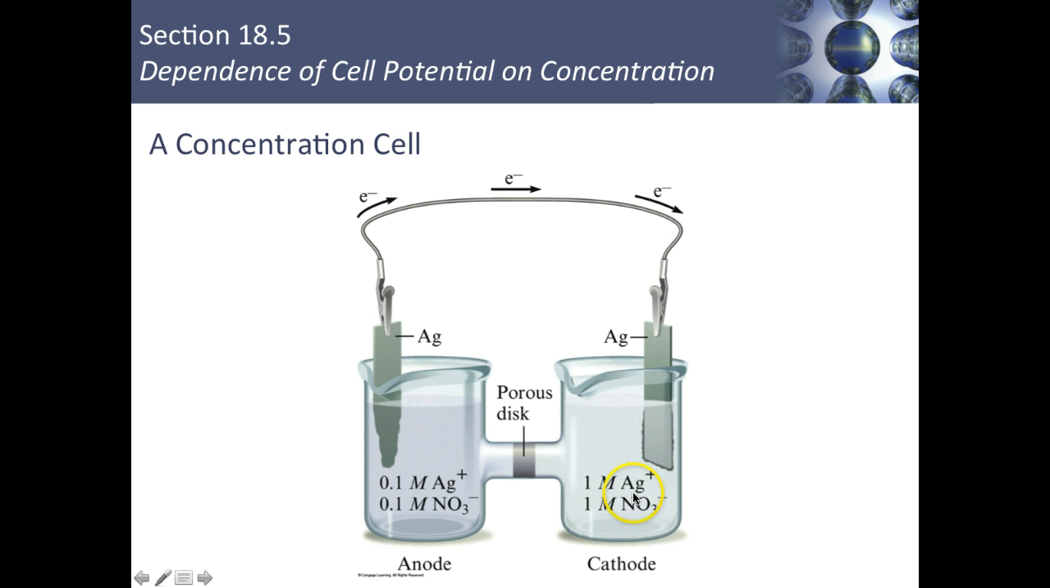Now, because it has a higher concentration, that means it's also going to reduce a little bit more. So even though we have a lower concentration here, the electrons are being pulled towards the higher concentration. Because of that, this silver electrode is our cathode, whereas the other one, you can see that it's wilting away, deteriorating, is our anode. Okay?